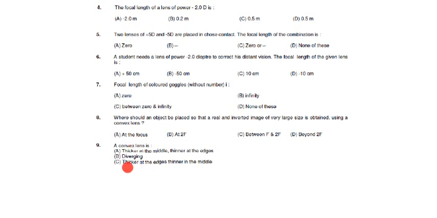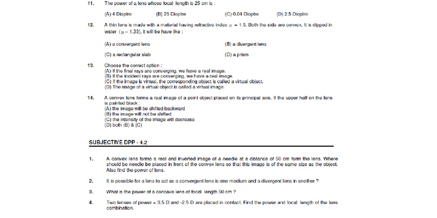Now see the 9th question. A convex lens is thicker at the middle and thinner at the edges. So the answer of this 9th question is A. Now let's move to the next question, question number 10.